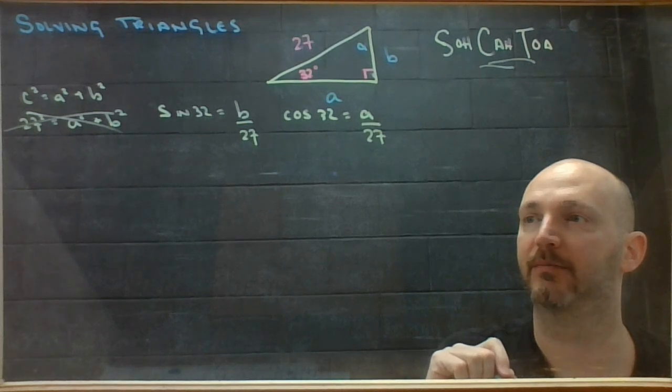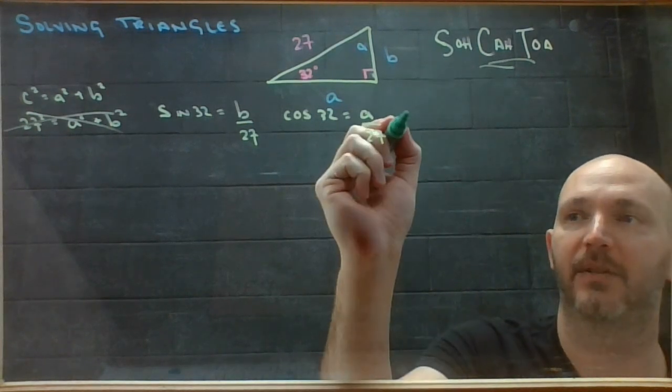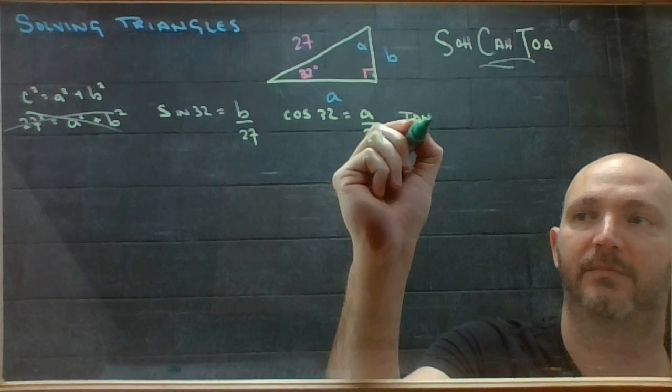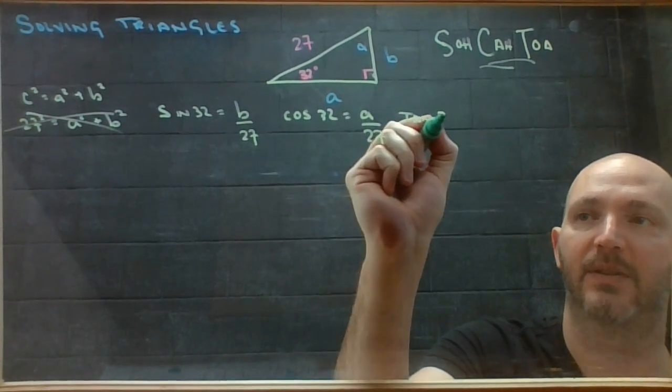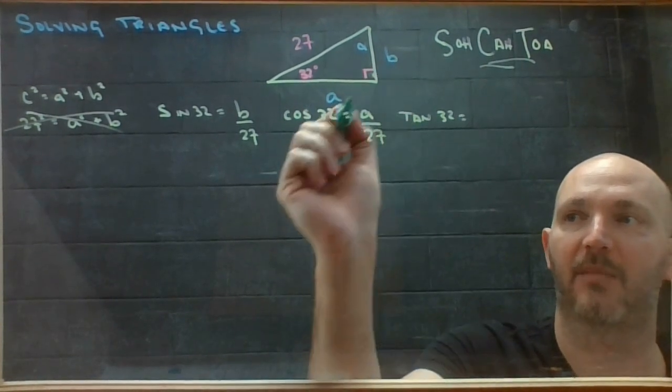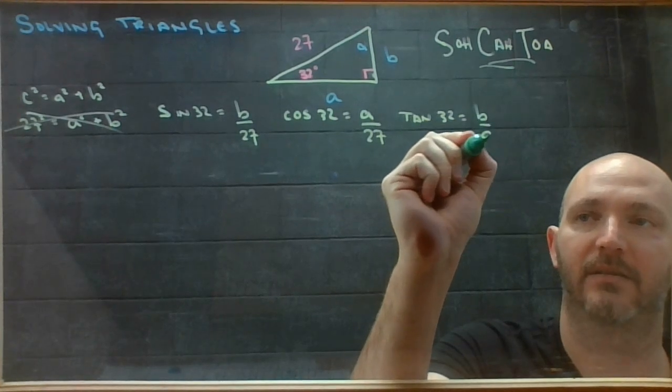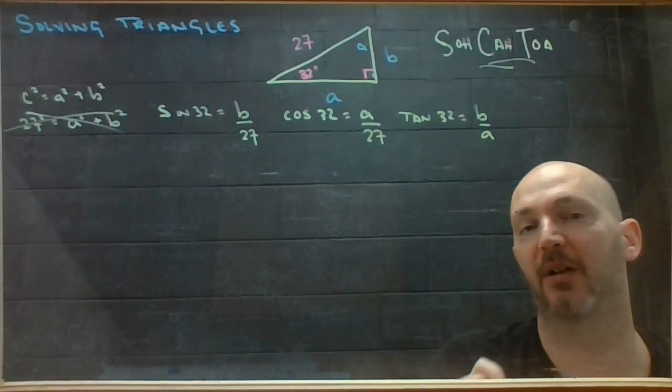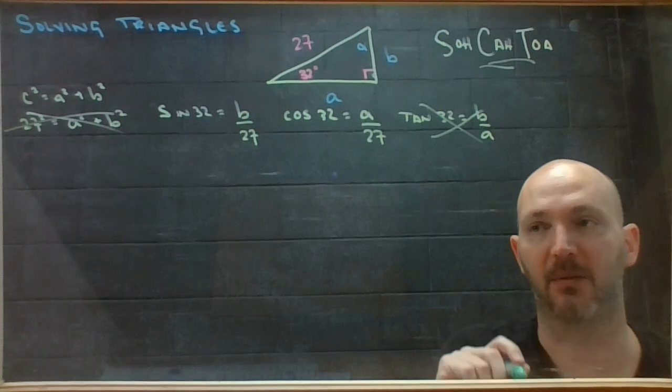All right. And my tan ratio, tan of 32, would give me the opposite over the adjacent. That has two variables in it. I'm not going to be able to use that one.